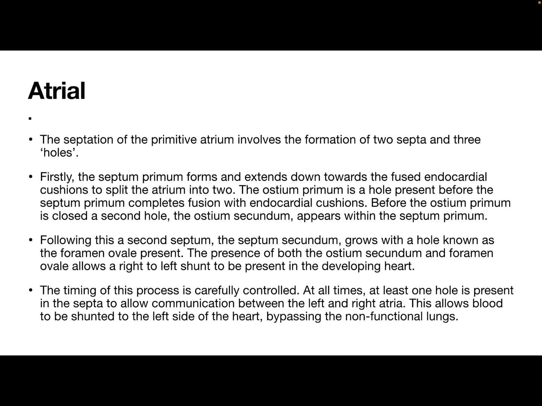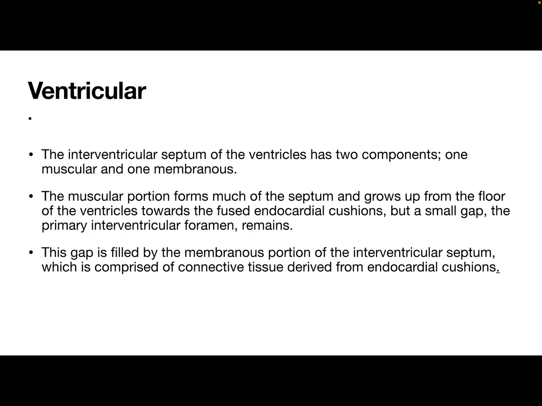Following is the second septum. The septum secundum grows with a hole known as the foramen ovale present. The presence of both the ostium secundum and foramen ovale allows a right to left shunt to be present in the developing heart. The timing of the process is carefully controlled at all times. At least one hole is present in the septa to allow communication between the left and right atria. This allows blood to be shunted to the left side of the heart, bypassing the non-functional lungs.